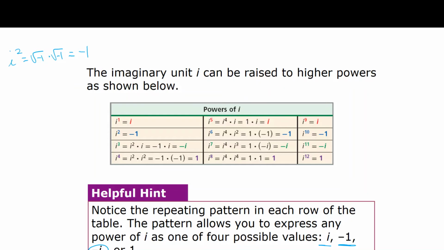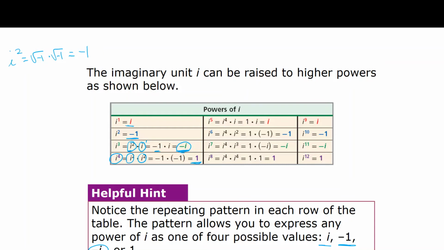Okay, so i to the third. Now, i to the third is the same as i squared times i to the first power. And we know that i squared is -1. So -1 times i is -i. All right, and for i to the fourth, we know that i squared times i squared is -1 times -1, and that equals 1. So here are your four answers. It's either going to be i, -1, -i, or +1.